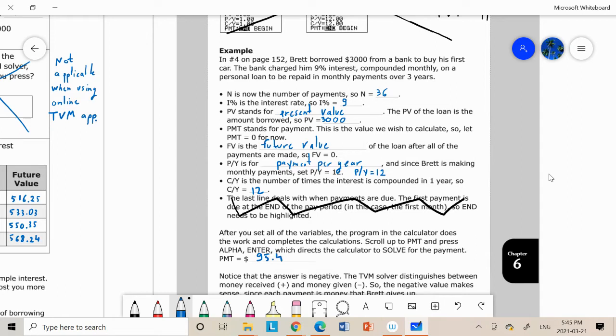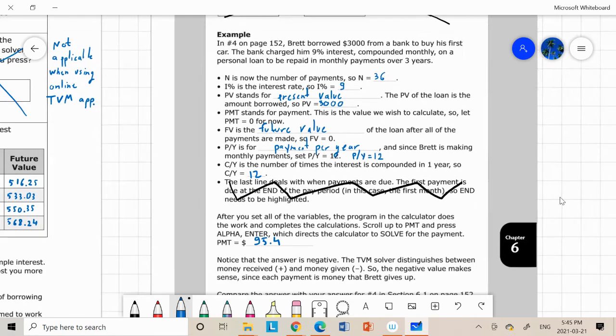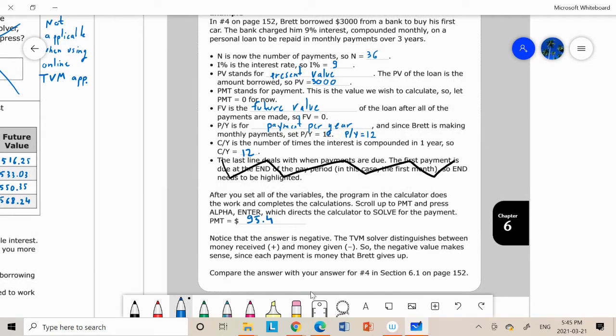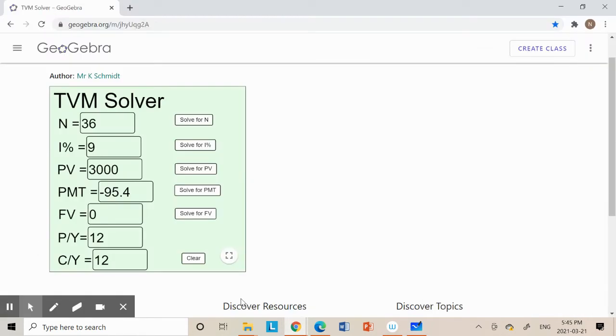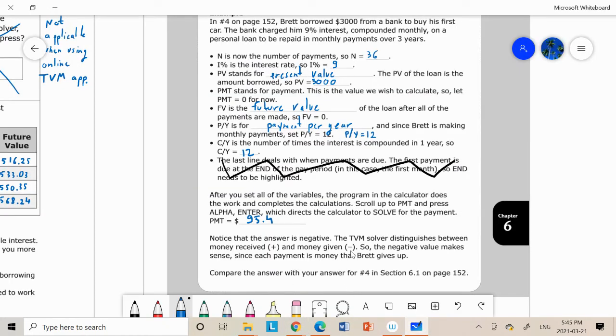$95.4. We press the PMT and it solved it for us, right? Notice that the answer is negative, right? Here we had negative 95.4. The TVM solver distinguishes between money received, showing it with a positive sign, and money given, which is negative. So the negative value makes sense, since each payment is money that Brett gives up, right? It goes out of his pocket, and that's why it's negative.